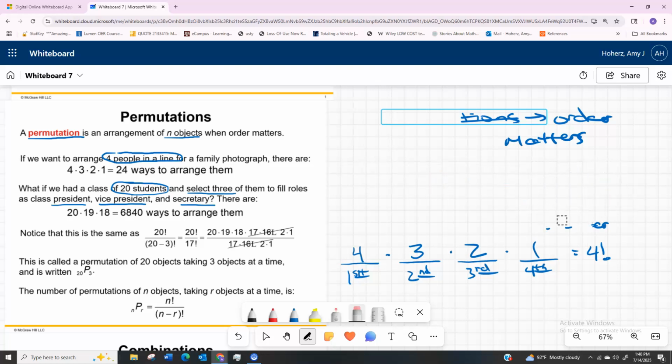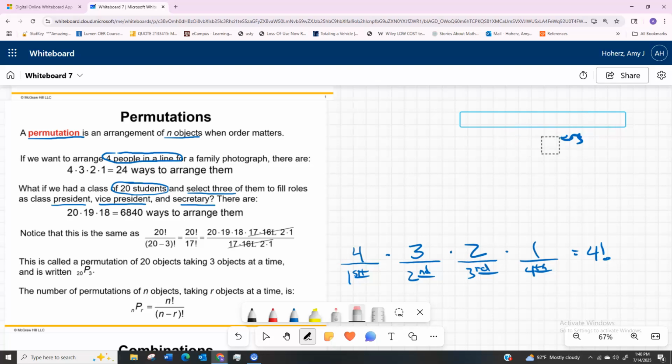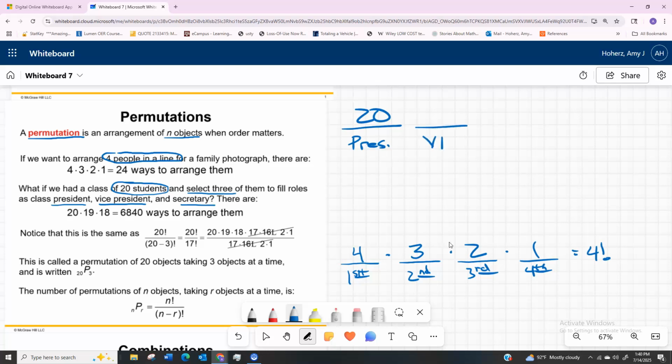In this case, the order matters. And so we have 20 ways to pick the first person. So to pick the president, we have 20 different people we can pick from. To pick the vice president, we now have picked one of those people out, so we have 19 people left for vice president. And then if we say secretary, we have 18 people left to pick for the secretary.